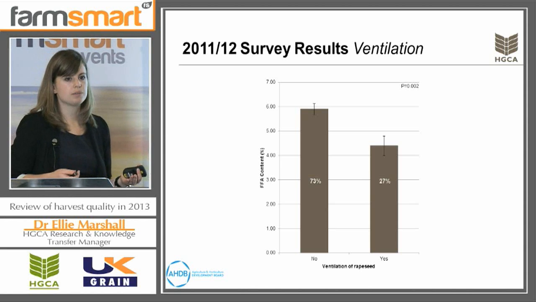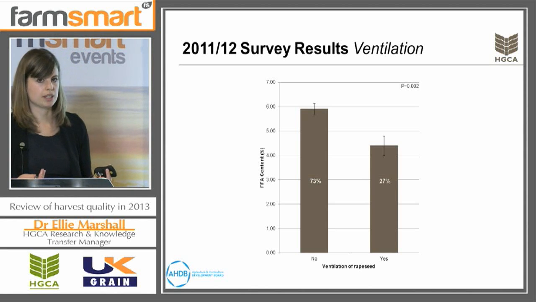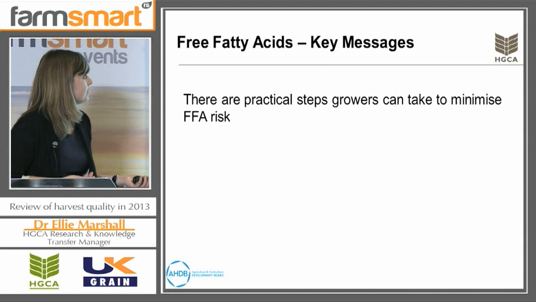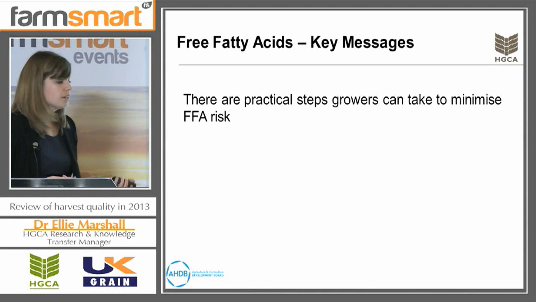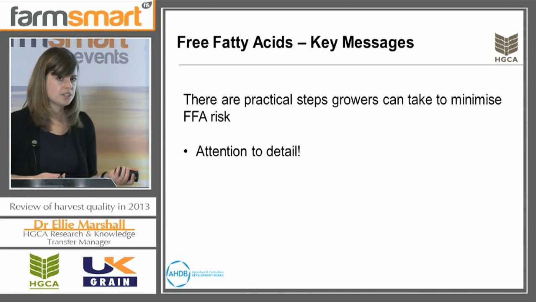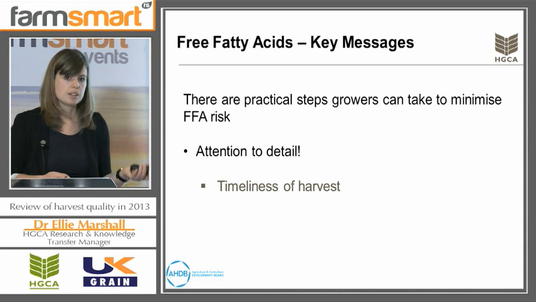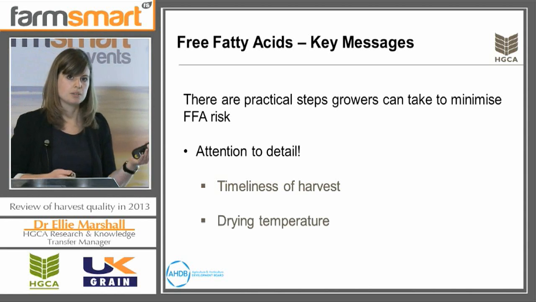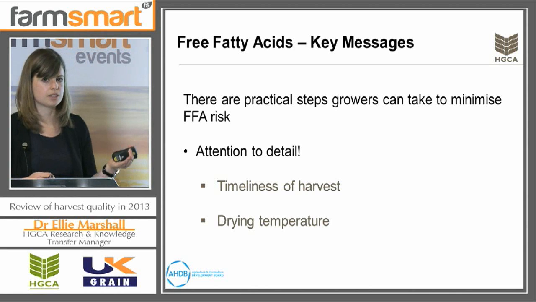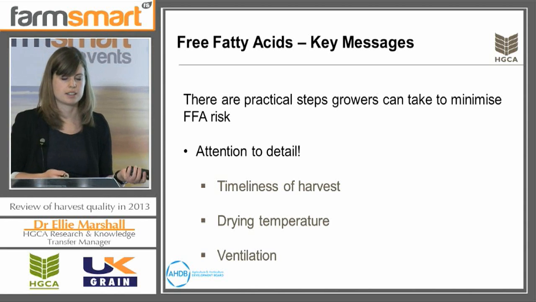So whilst this was a pilot survey with a small number of respondents, there are some key messages that we can get out of this. Firstly, that there are practical steps that growers can take to minimise the risk of free fatty acids. But the main thing is attention to detail and to treat the crop as you would treat any other high-value crop. Timeliness of harvest, you don't want to delay the harvest if possible, as this can lead to a higher free fatty acid content. Drying temperature, you want to be careful when selecting the drying temperature so it's not drying too hot and too quickly. And also ventilation was shown as an important factor in reducing the risk.